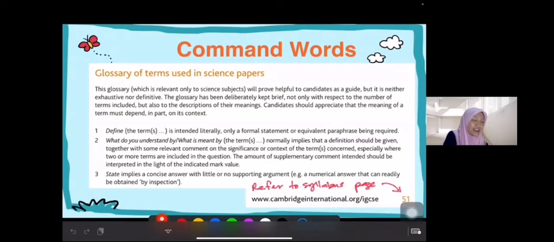Okay. Dah faham command words kan? Mana nak cari command words ni? Boleh tengok dekat syllabus 0610. Kalau you buka chemistry ke, fizik ke, you tengok dekat muka surat belakang 51 ni, you akan jumpa a list of glossary term used in science paper. Ni lah dipanggil sebagai command words. Okay, muka surat 51 untuk biology.